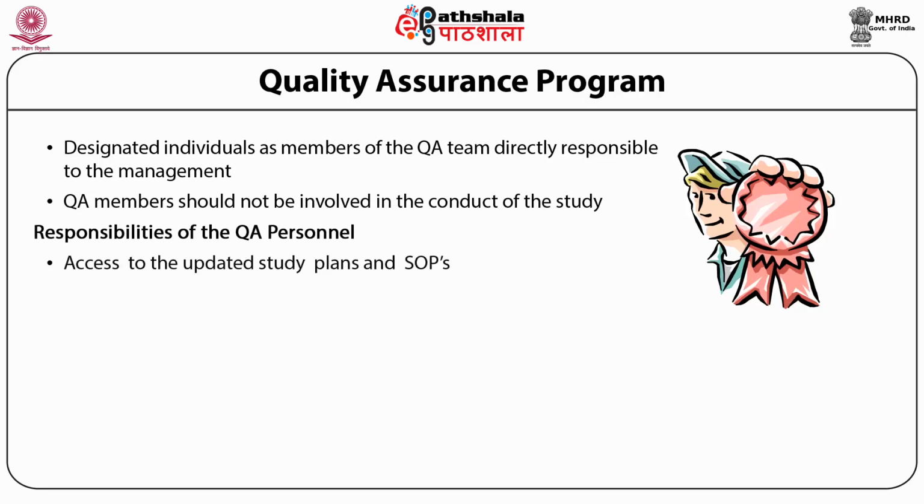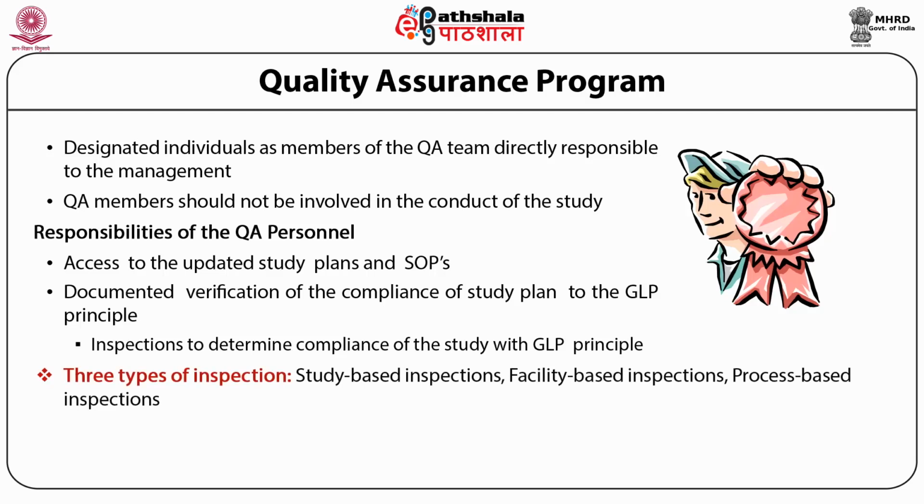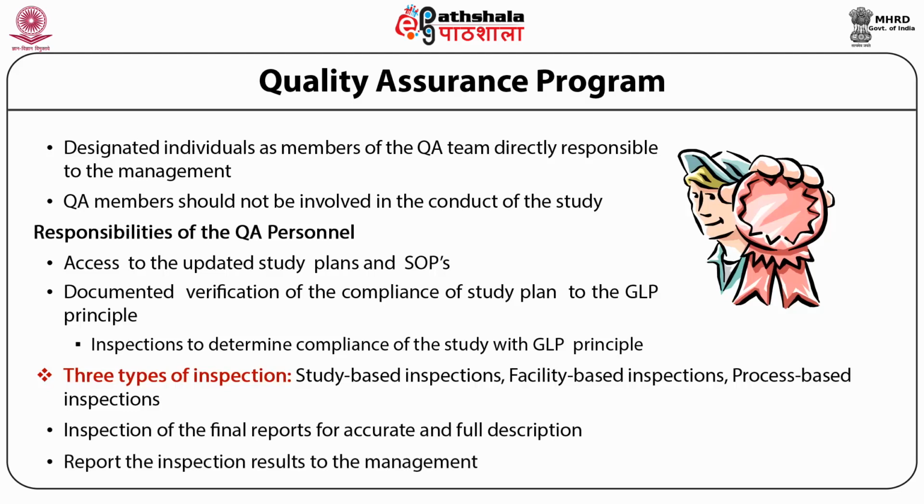They have access to the updated study plans and SOPs. They keep all the documented verification of the compliance of the study plan to the GLP principles. They inspect to determine compliance of the study with GLP principles. Generally, there are three types of inspections. The first is study-based inspections. The second is facility-based inspections, and the third one is process-based inspections. These inspections of the final report happen for accurate and full description. They report the inspection results to the management.